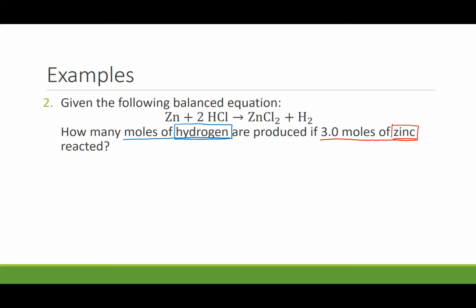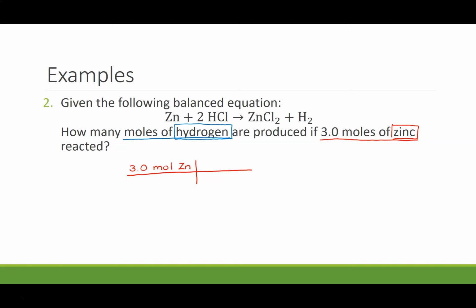Well, our given is already in moles. It is 3 moles of zinc, so we can skip that step. Step 4, convert the moles of the given to the moles of the unknown using the mole ratio. So our moles of zinc, that's our given, 3.0 moles of zinc, and we are now going to use the mole ratio to convert to moles of hydrogen.